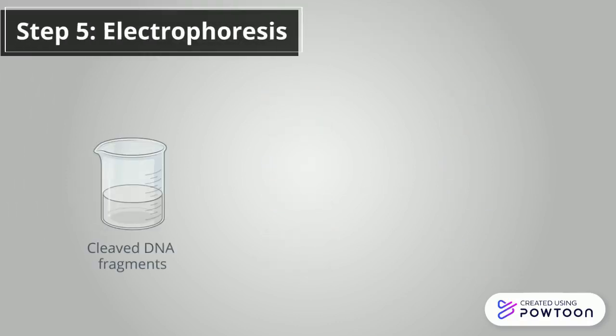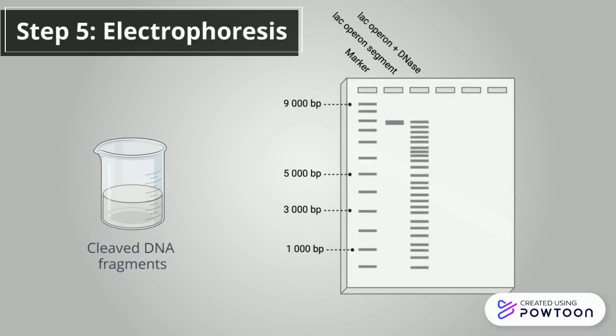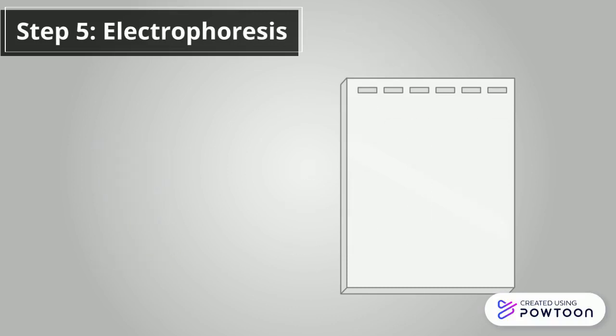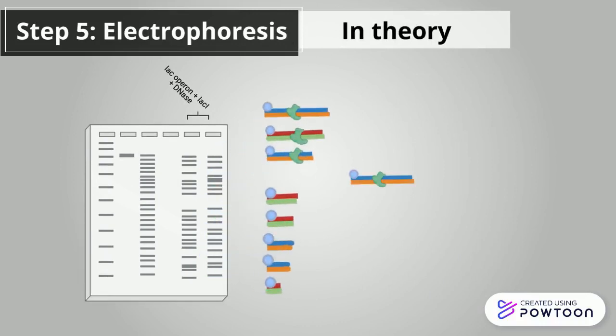Afterwards, we take the cleaved fragment and run it in a gel along with a fragment ladder, a control of uncut lac operon, and a control of cleaved lac operon without LAC-I. The last two lanes are our fragments and are key to finding the binding site of the LAC-I proteins. In theory, the missing fragments in the gel correspond to the fragment size that was not made due to the protein blocking the DNase from that site.